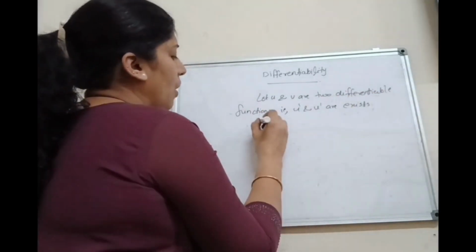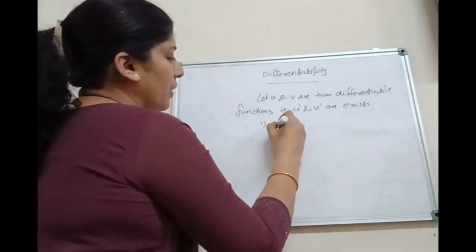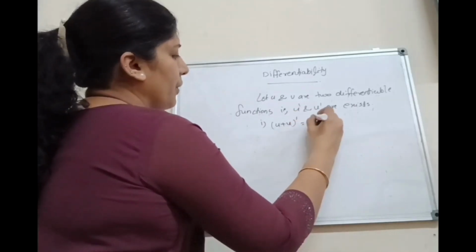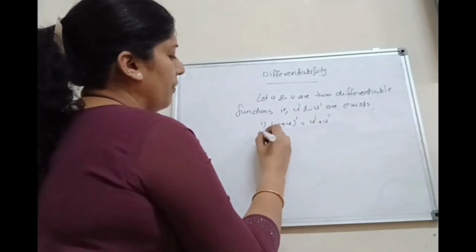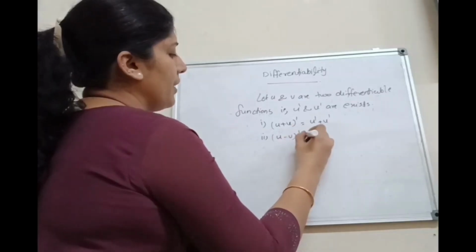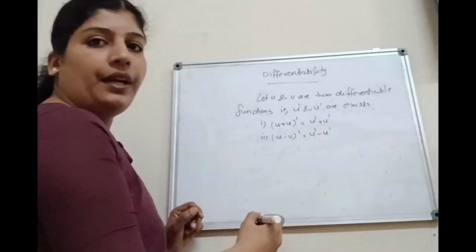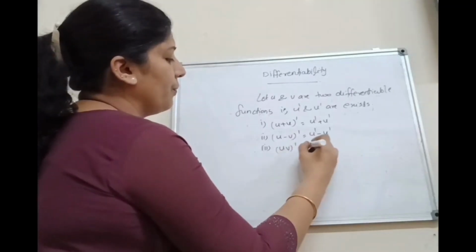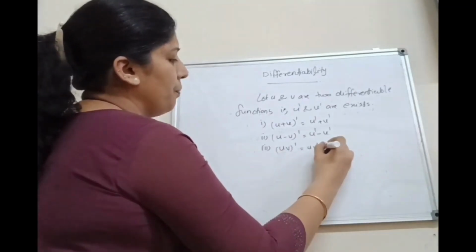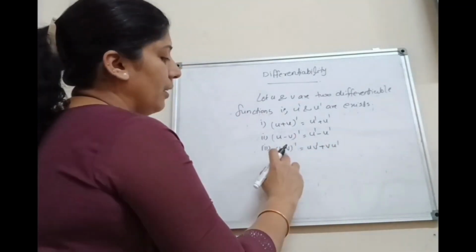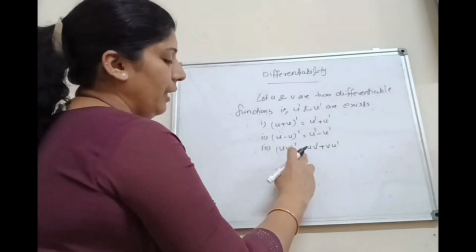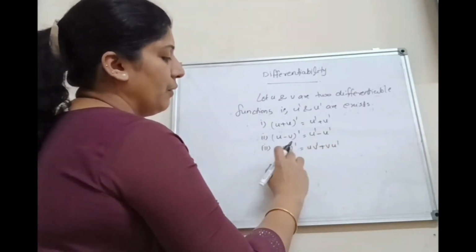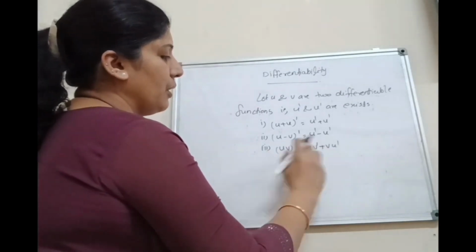Then the first rule of the algebra of derivatives: u plus v whole dash equals u dash plus v dash. Second, u minus v whole dash equals u dash minus v dash. Third, uv whole dash equals u into v dash plus v into u dash. That is, first function into derivative of second plus second function into derivative of first.